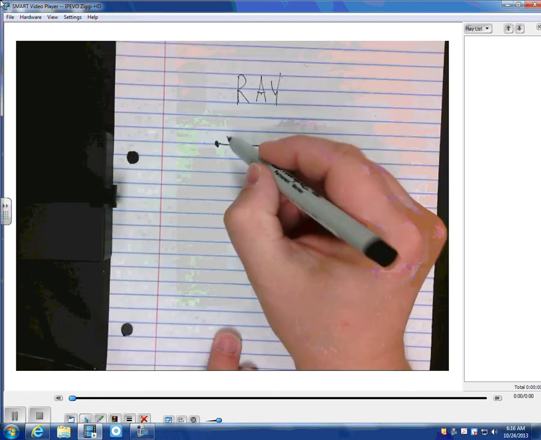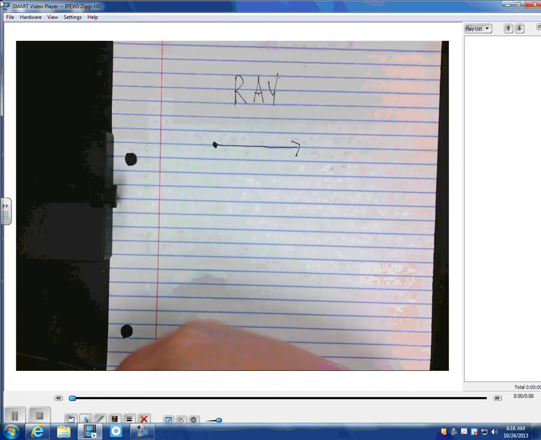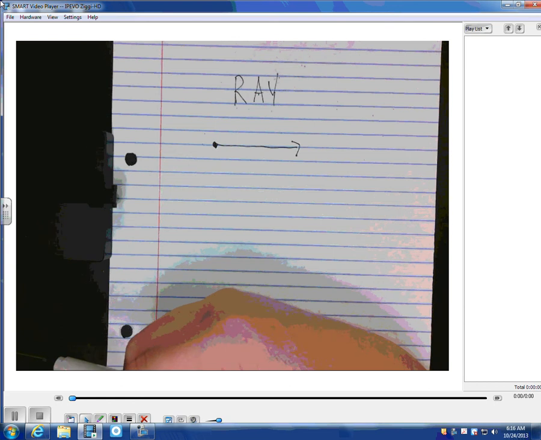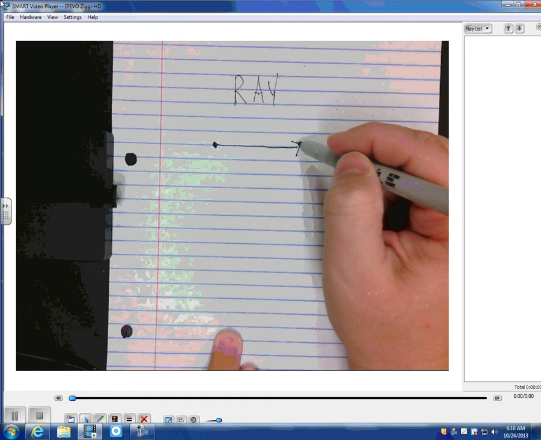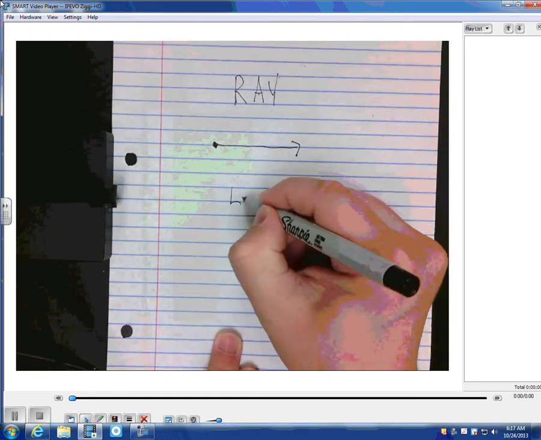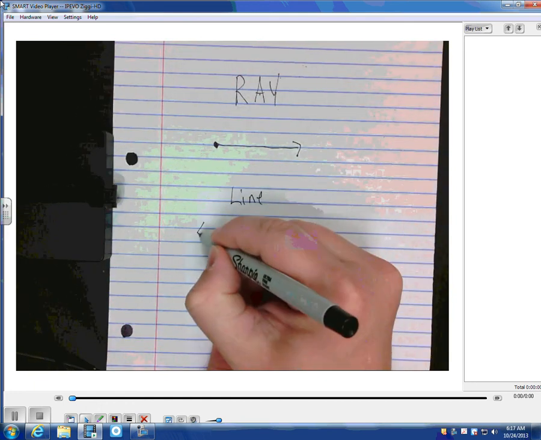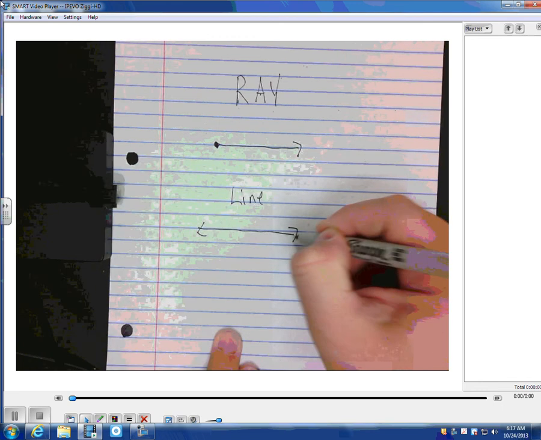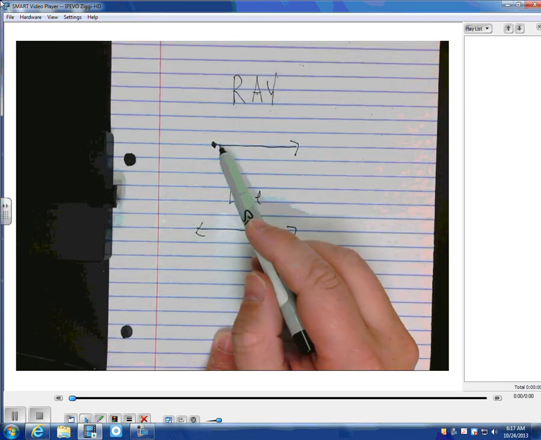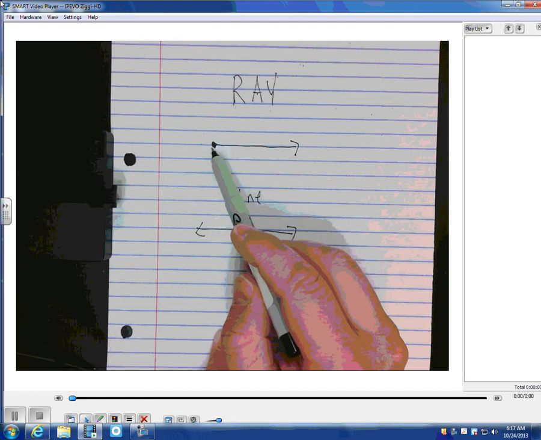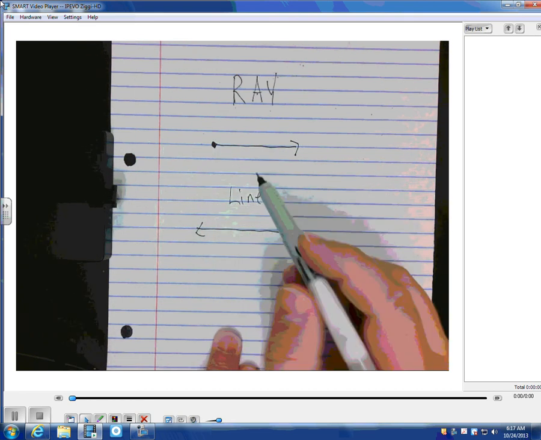So this endpoint means it stops. It has a stopping point, or an endpoint. But the other one goes on forever. That's what the arrow means. Remember, we talked about on the front, a line goes in both directions, kind of forever. That's what the arrows mean. But a ray has an endpoint. Okay, so that is a ray.